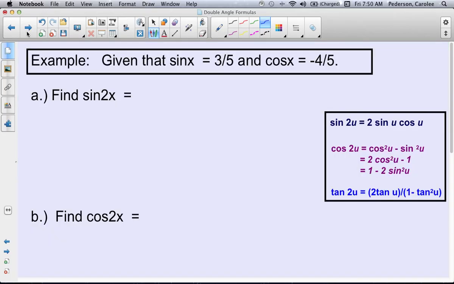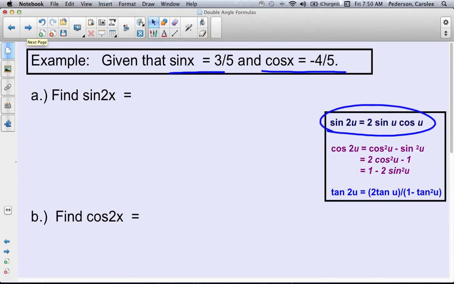What we're going to do is find the sine of 2x and the cosine of 2x. And we've been given that the sine of x is 3/5 and the cosine of x is -4/5. And we're going to find the sine of 2x. We're going to choose the top formula and substitute it in. So go ahead and write this down. So now we should substitute in to the formula that I've circled in the blue.